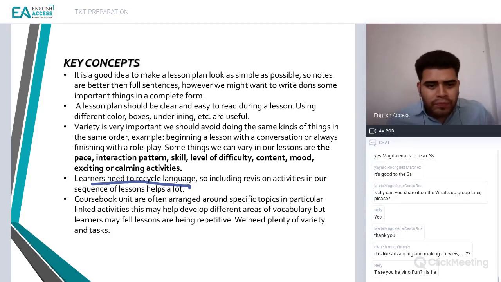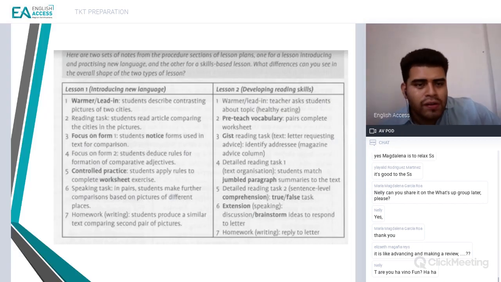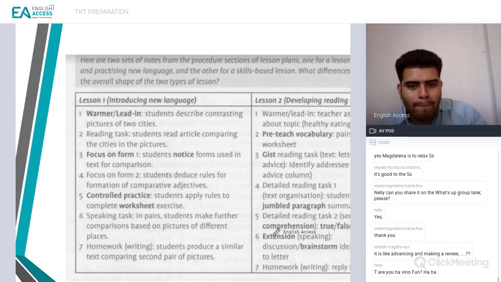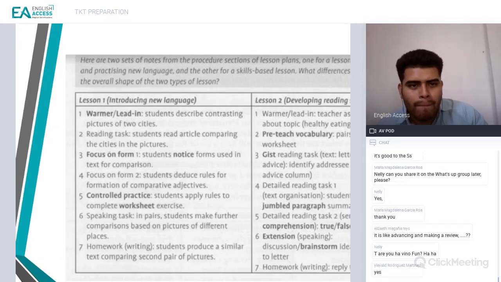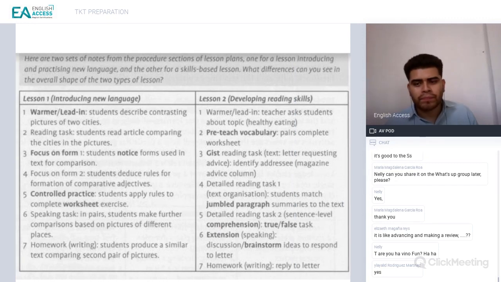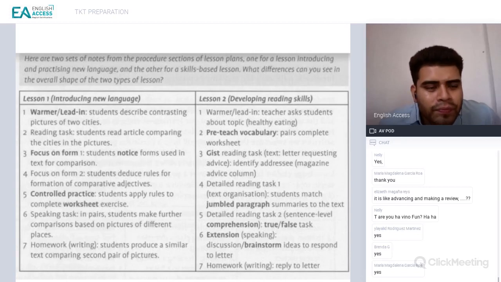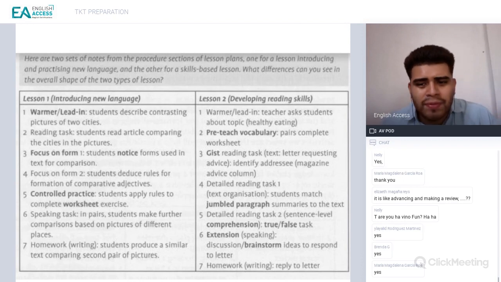All right. So let's look at this next slide. Can everybody see this here? All right, cool. Okay, here are 2 sets of notes from the procedure sections of lesson plans. One for a lesson introducing and practicing new language, and the other for a skills-based lesson. What differences can you see in the overall shape of the 2 types of lessons?